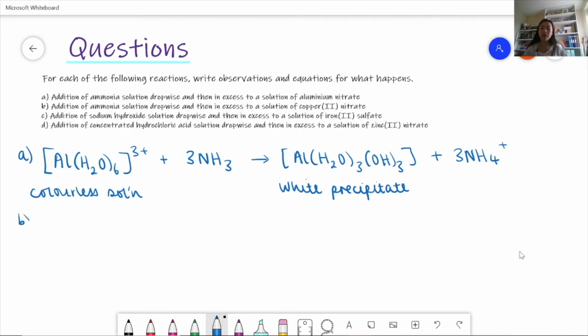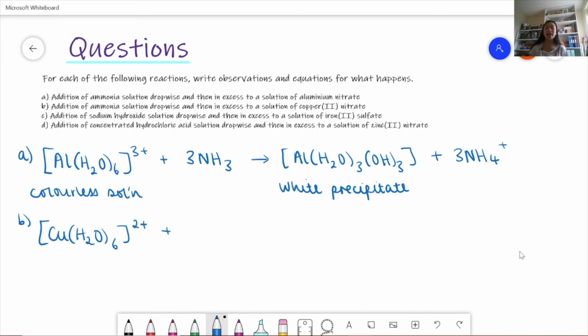And then for B, we have the addition of ammonia solution dropwise and then in excess to a solution of copper 2 nitrate. Oh, for A, when we add an excess, nothing else happens. And then for B, to copper 2 nitrate, first we draw out the metal aqua ion. So we have Cu(H2O)6 with a 2+ charge, and then we're adding ammonia.